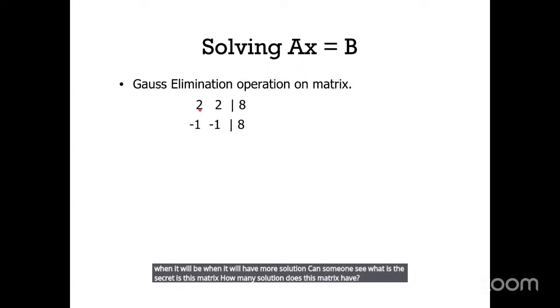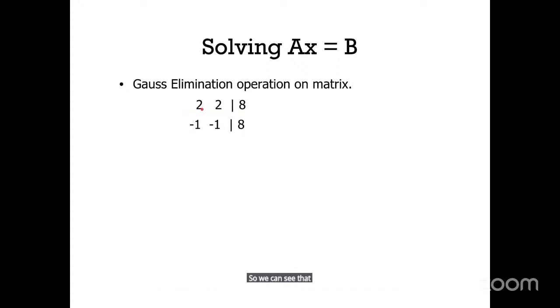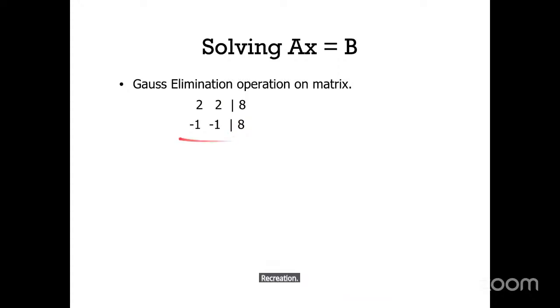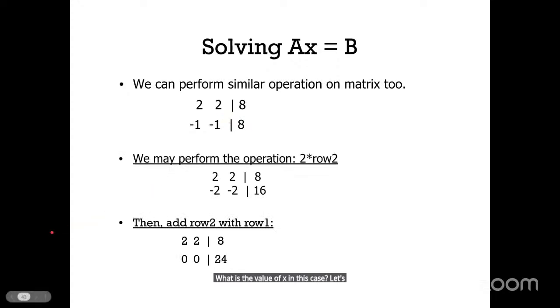So we can write this equation, right? It is 2x plus 2y equals 8, minus x minus y equals 8. This is the equation. What is the value of x in this case? Let's see the calculations first.